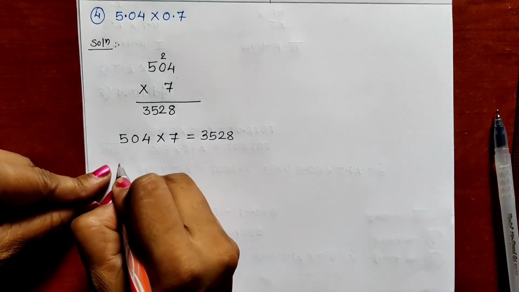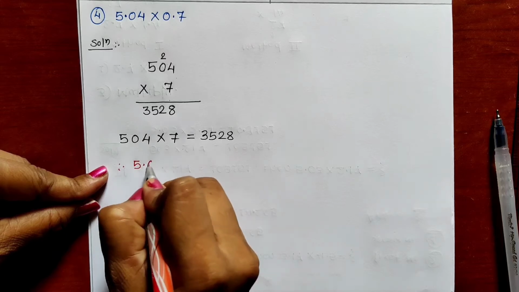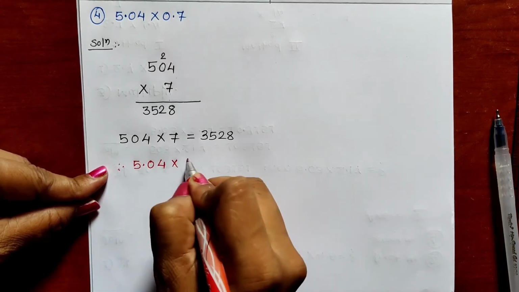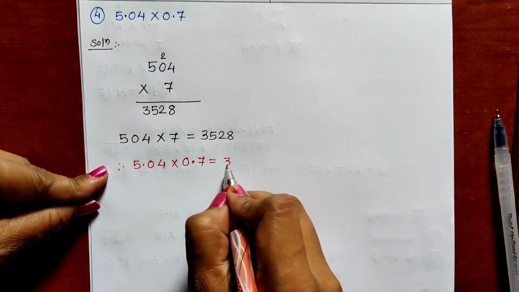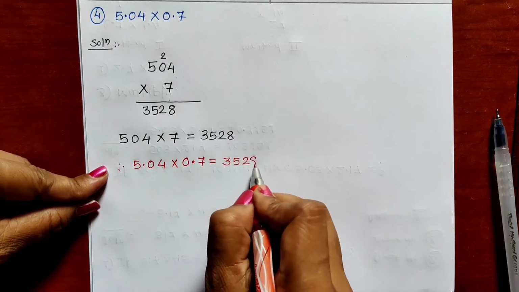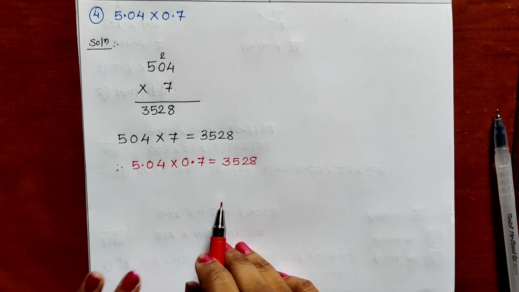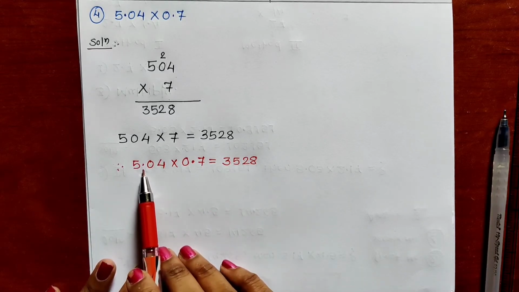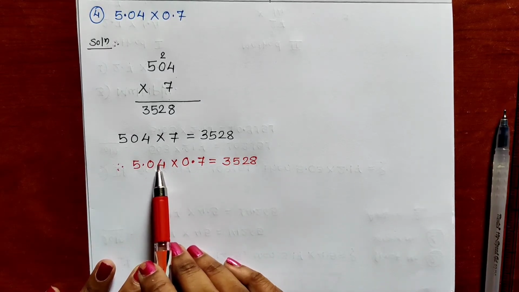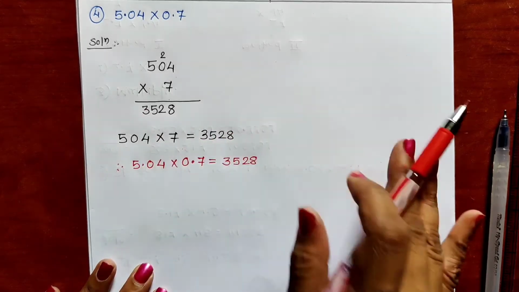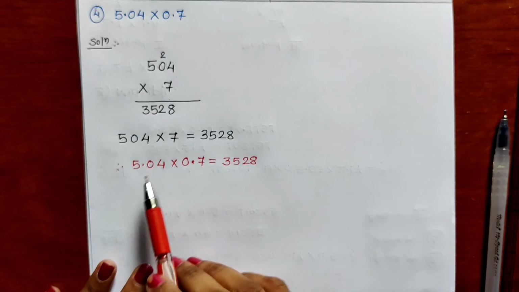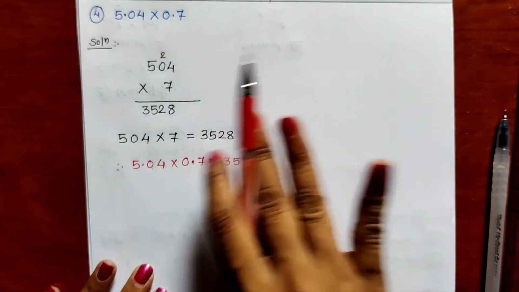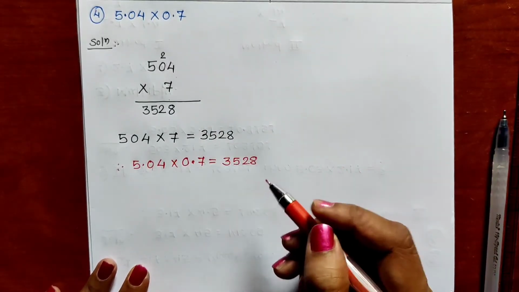Now let us write our question. 5.04 multiplied by 0.7 is equal to, once again I will be writing the same number here. Now I will be putting the decimal point. In the first number, after the decimal point there are 2 digits on the right hand side. In the second number there is 1 digit on the right hand side. So 2 plus 1, 3 digits. So in the answer we have to write 3 digits after the decimal point.